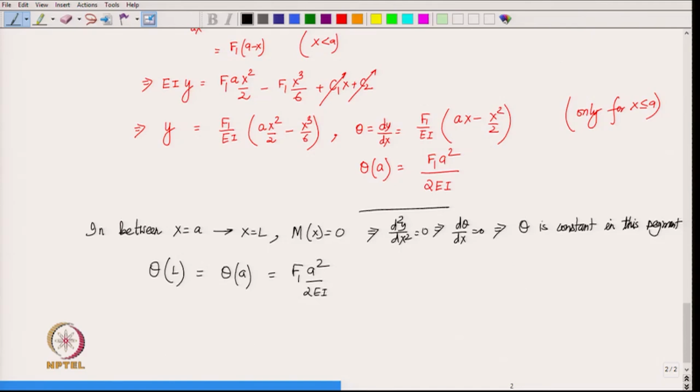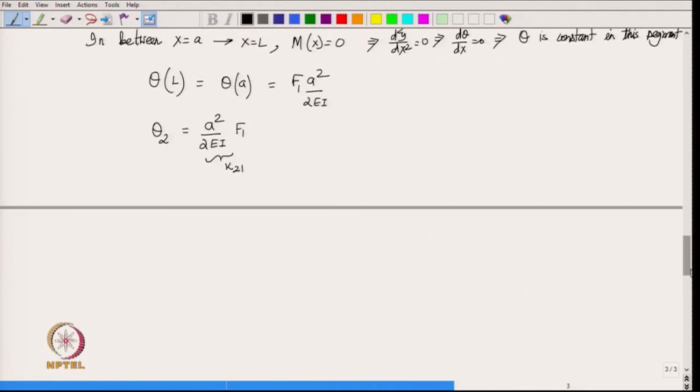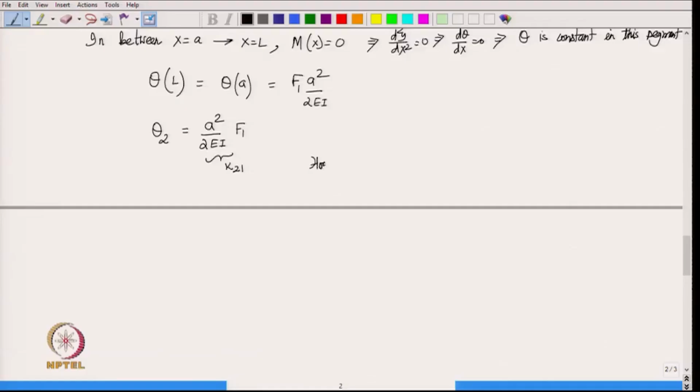If you think in terms of influence coefficient, then theta of L is actually theta 2, and that is equal to a square by 2 E I into F1. Okay, so that is your k21. So, having obtained k21, can we check that k21 is equal to k12? How to check k21 equals k12, because that should hold from the reciprocal relation. To obtain k12, we have to apply bending moment at 2 and measure deflection at 1, right, because it has to be reverse of k21.